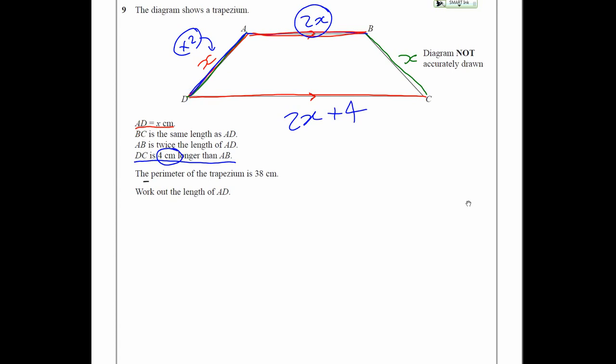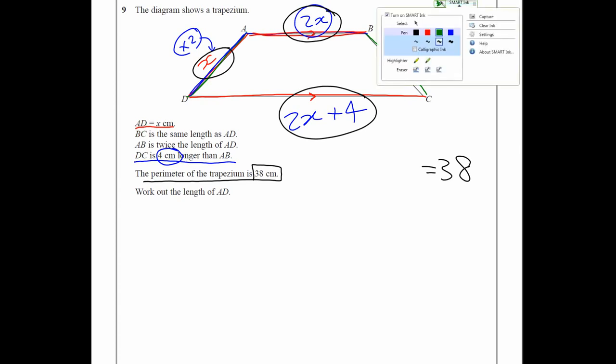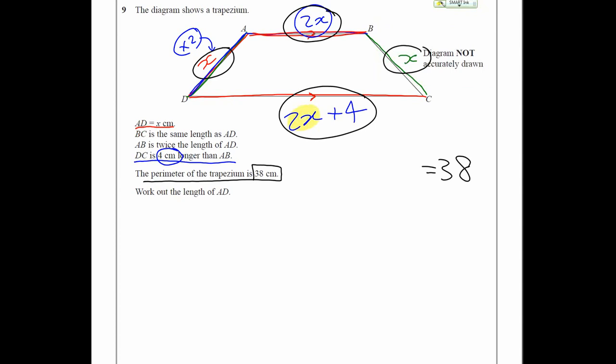The perimeter of a trapezium, that means all the way around the edge of a shape, is 38. So when you add up this, and this, this, and this, you get 38. So let's do that in algebra. Okay? I actually do this all in one go. So I think, how many x's have I got straight away? 2 there, 2 here, so that's 4 x's. Add another one, that's 5 x's. Add another one, that's 6 x's. Okay? And then you can think about your numbers. The only number you've got is 4, and then you've counted everything. So 6x add 4 equals 38.